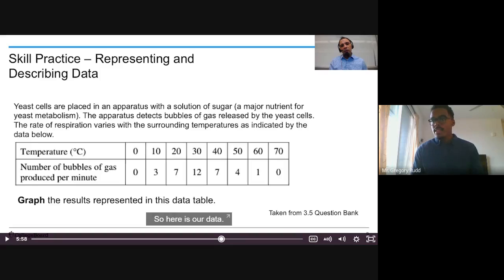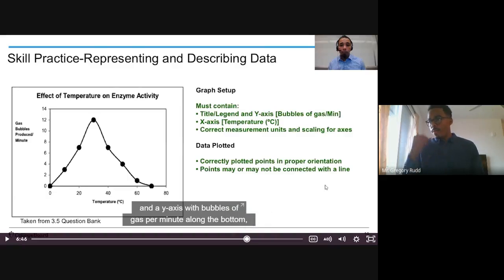Temperature. Good, yes. And temperature is your independent variable here, so of course it should go on the x-axis. Then we're going to put number of bubbles on the y-axis. Now we've got a pretty good title here as well.